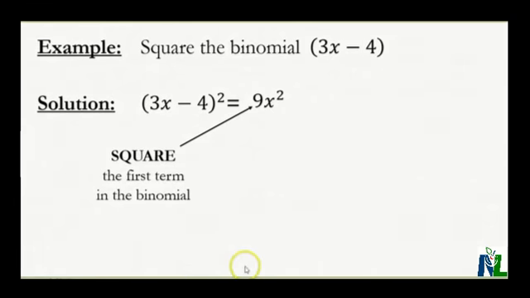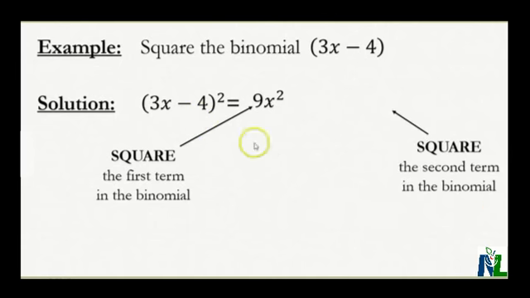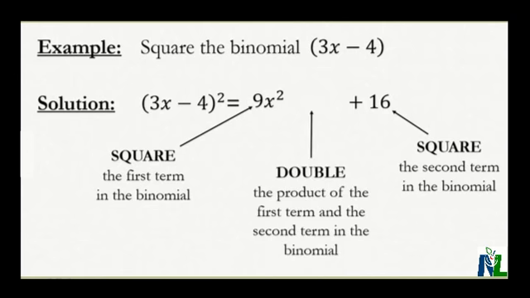Next, the last term is the square of the last term in the binomial. That is, negative 4 squared gives positive 16. Finally, the middle term is double the product of the first term and the second term. That is, 3x multiplied by negative 4 is negative 12x. Double that gives us a middle term of negative 24x.